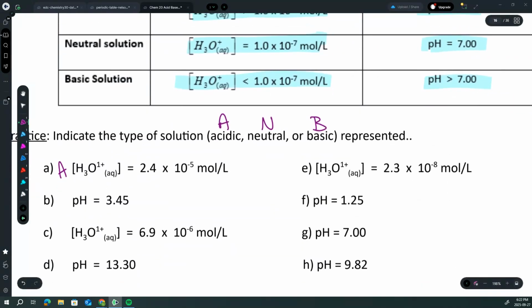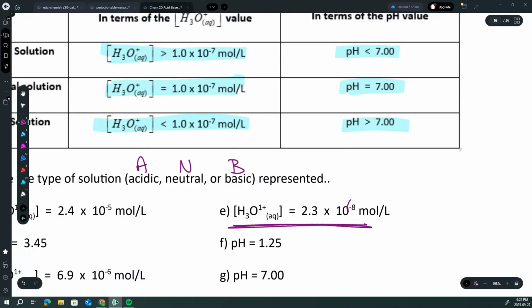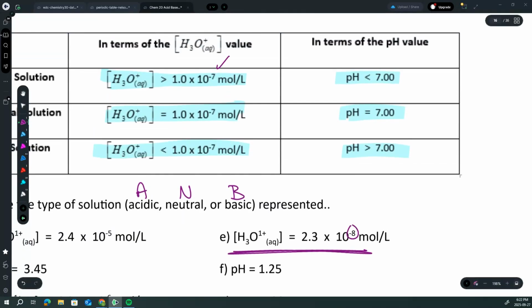Whereas if we look at this number over here, negative 8 is smaller than negative 7. So that means that it can't be acidic. It has to be basic because basic solutions have a hydronium concentration less than 1 times 10 to the negative 7. So for basic solutions, you're looking for a smaller number, or a more negative exponent. So this right here will be basic.